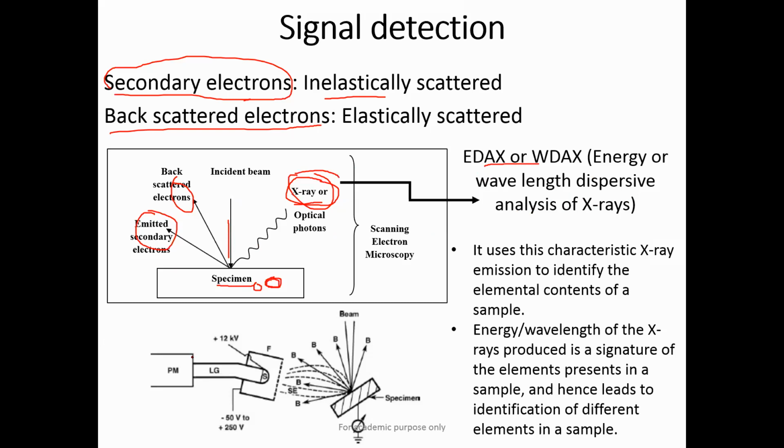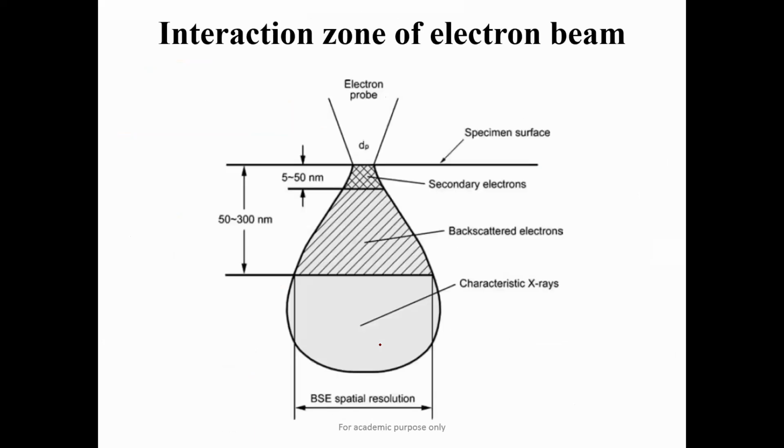So this is the same thing. Your electrons are coming. Here this is the incident beam, and electrons are being scattered in different directions. This is the secondary electron, if you can see. There is a secondary electron detector, and there is one more detector that detects backscattered electrons. There are different zones from where these signals come.